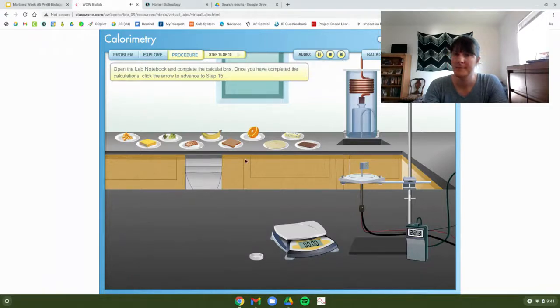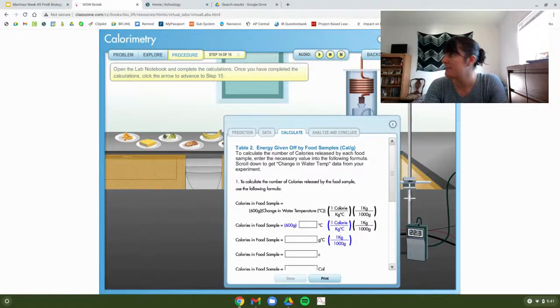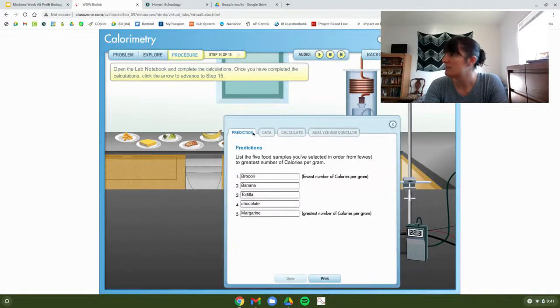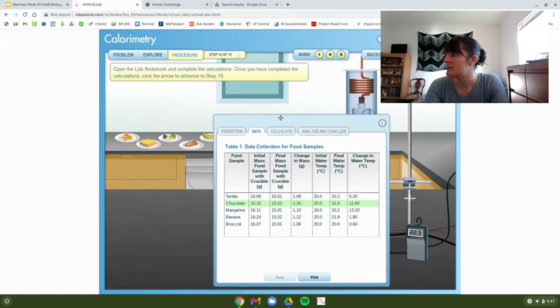Open the lab notebook and complete the calculations. Once you have completed the calculations, click the arrow to advance to step 15. All right, calculations time. First of all, let's look at our data for just a moment.